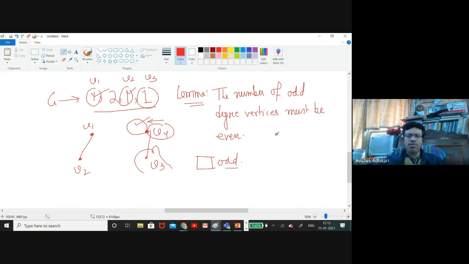So the sum of degrees of all the vertices will ultimately be odd, which is not possible because it should be 2 into the number of edges, which is an even number. So you get a contradiction. That's why you cannot have a graph whose number of odd degree vertices is odd. So it has to be even. Is the result clear to all of you?